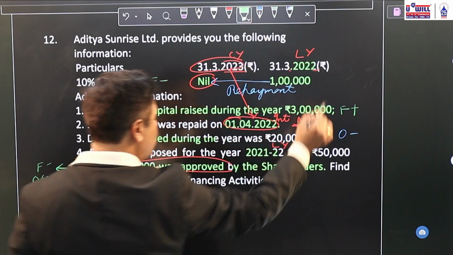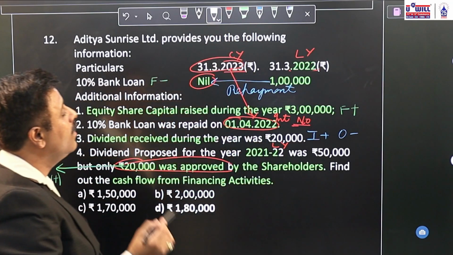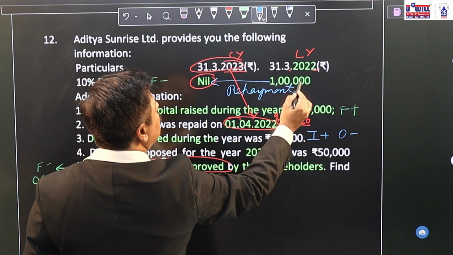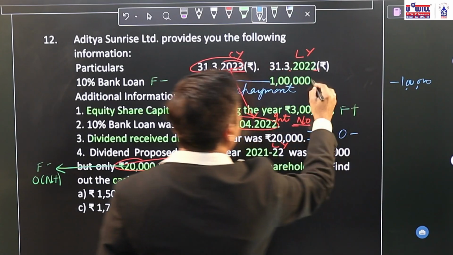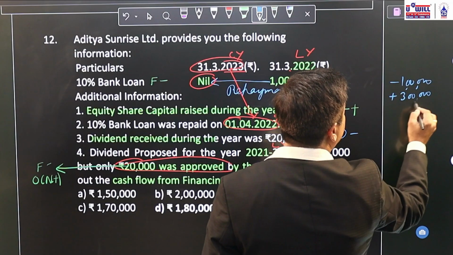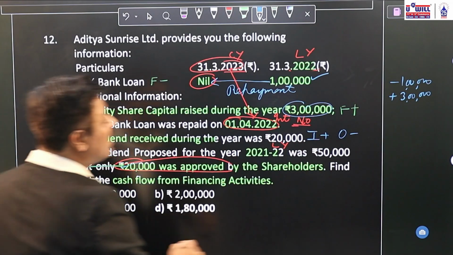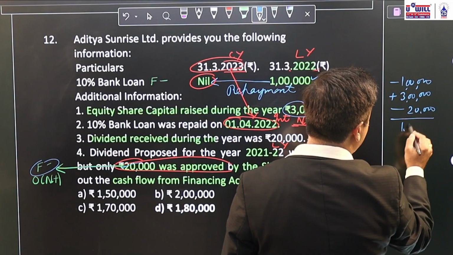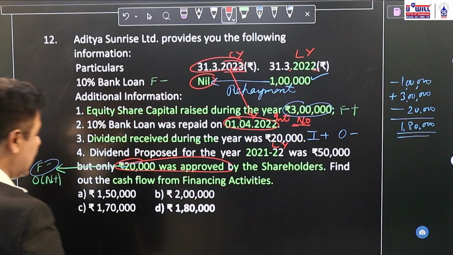Now, what is the main question asked to you? Find the cash flows from financing activities. Financing activities means find out only financing things. Which all affect financing? One is this minus 1 lakh. Then this plus 3 lakhs. Investing and operating don't affect financing. This 20,000 we have to minus in financing. Now 3 lakh minus 1 lakh 20,000 will be 1 lakh 80,000. Overall, there will be a cash inflow of 1 lakh 80,000 due to financing.